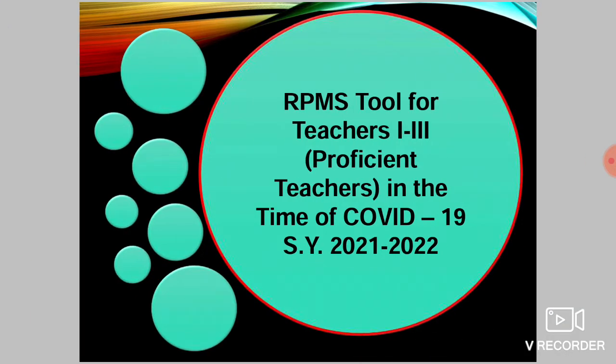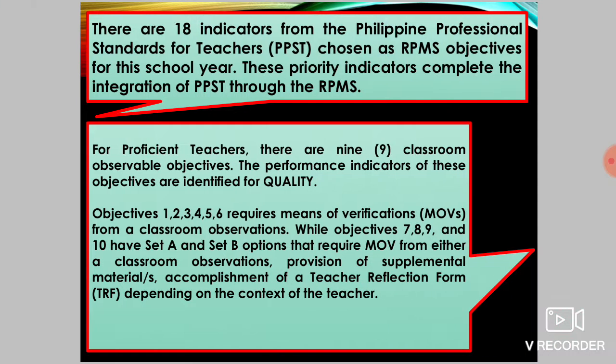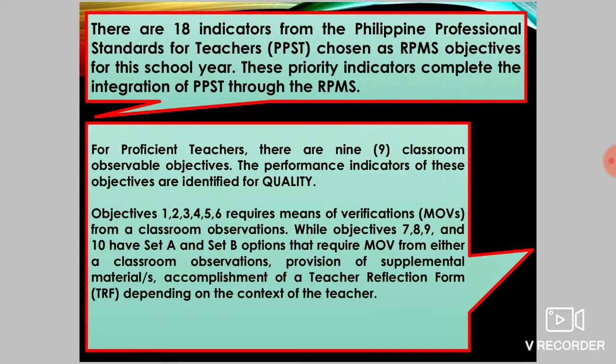Now let's proceed to the main topic, which is the RPMS tool for Teacher 1 to 3 in time of COVID-19 for the school year 2021-2022. There are 18 indicators from the Philippine Professional Standards for Teachers, or the PPST. Before we had only 12, but now we have 18 plus 1 for the plus factor, which is equivalent to 19 indicators, chosen as RPMS objectives for this school year.